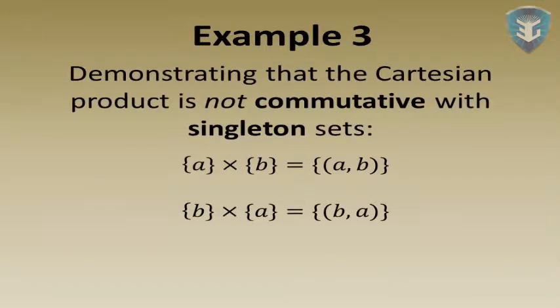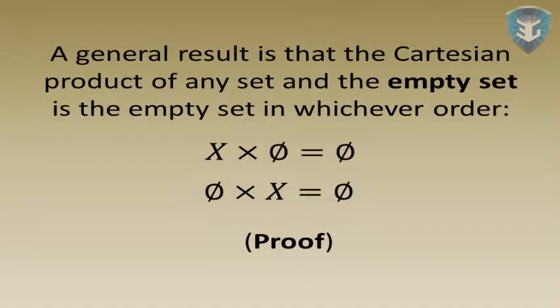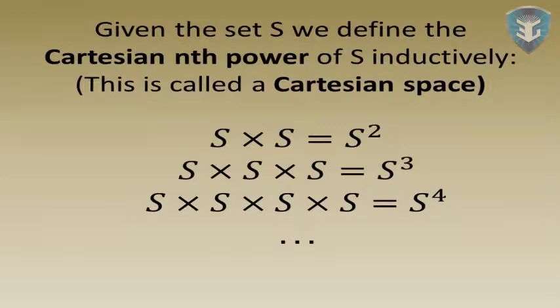In example 3, we demonstrate that the Cartesian product is not commutative with singleton sets. Note that the ordered pairs within the sets are different. A general result is that the Cartesian product of any set and the empty set is the empty set in whichever order you do it. Given the set S, we define the Cartesian nth power of S inductively. This is called a Cartesian space.